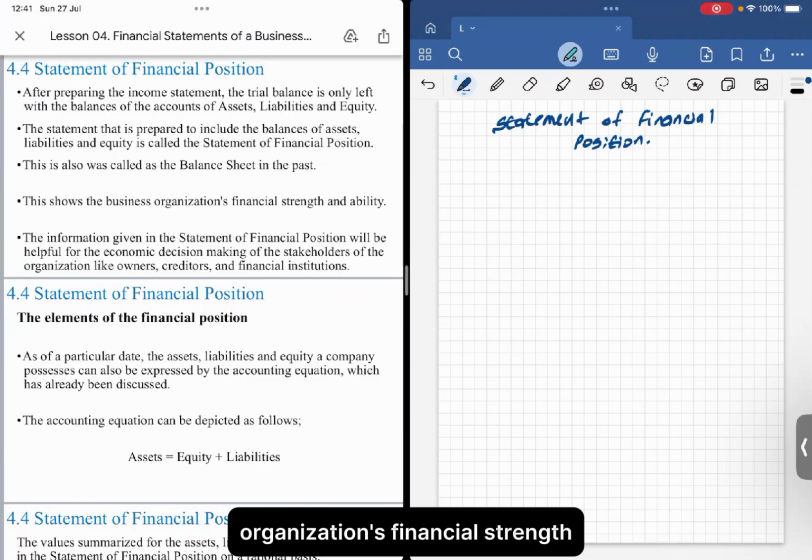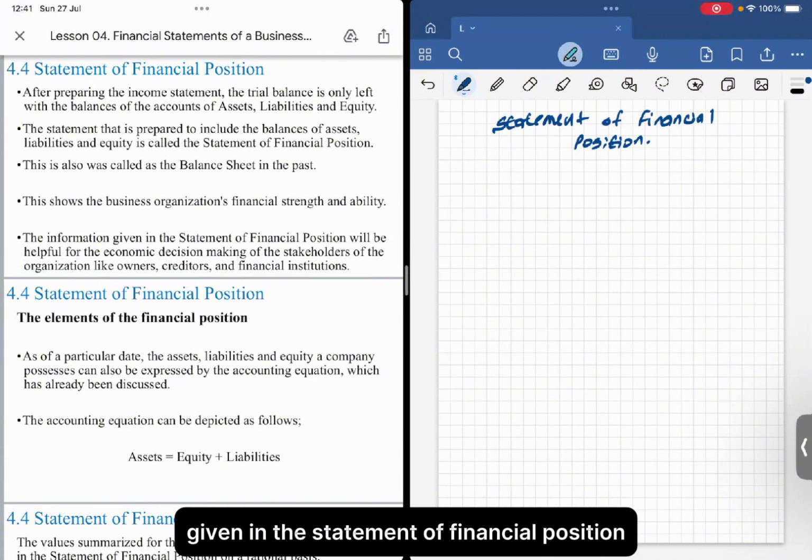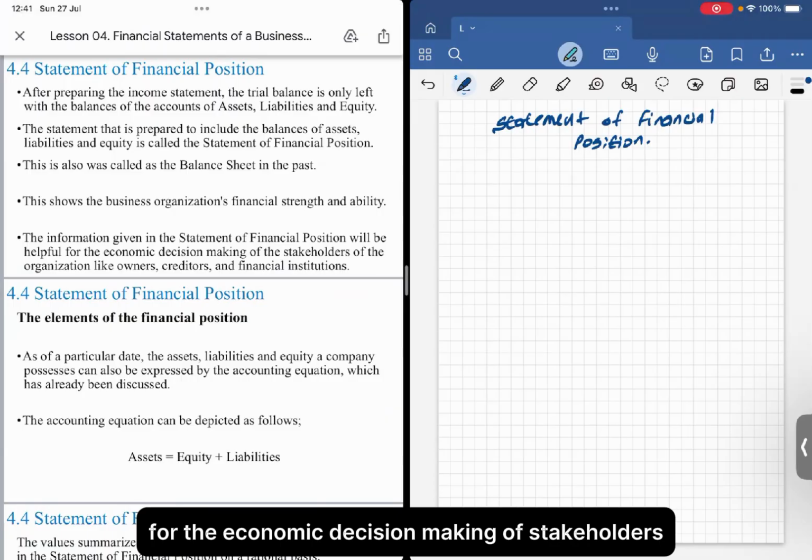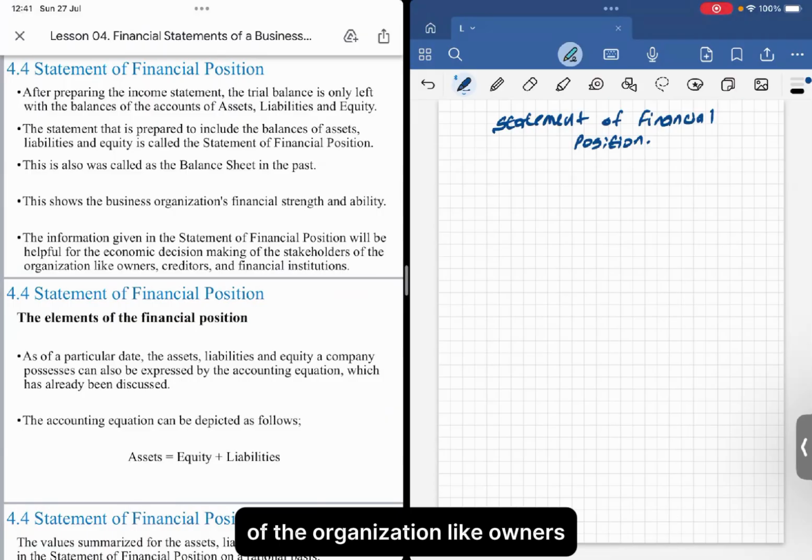This shows the business organization's financial strength and ability. The information given in the statement of financial position will be helpful for the economic decision making of stakeholders of the organization, like owners, creditors, and financial institutions.